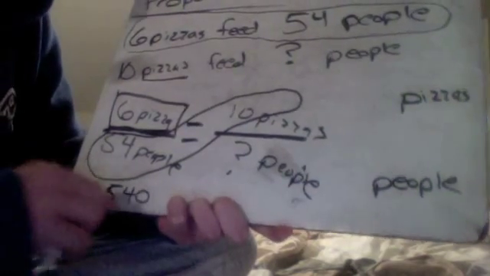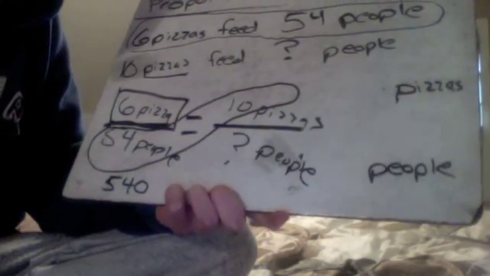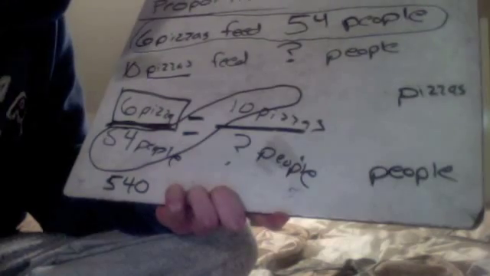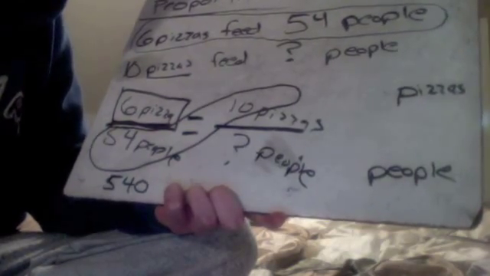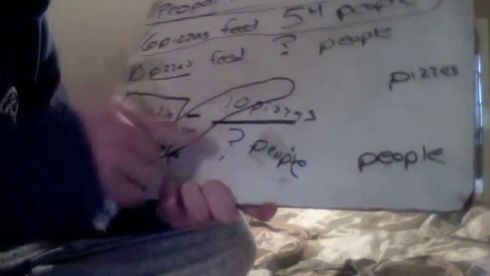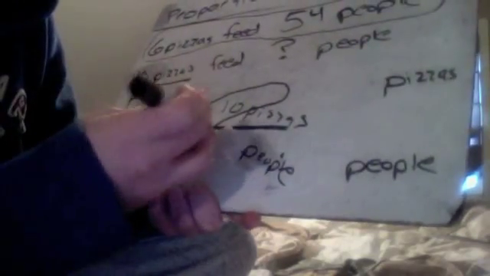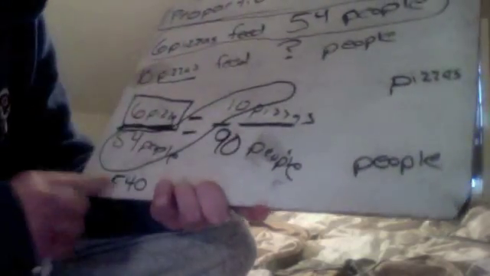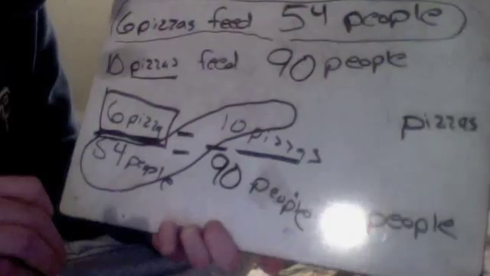So we need to do 540 divided by 6, and that's going to give us our solution. And that's going to give us 90. So we insert 90 people in there, and that's our answer. So up here, we're wondering, 10 pizzas feeds 90 people.